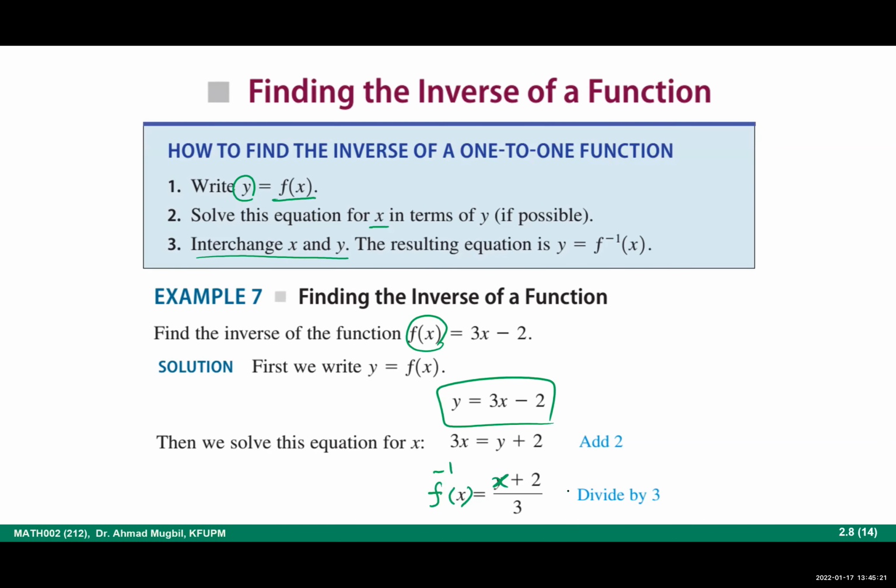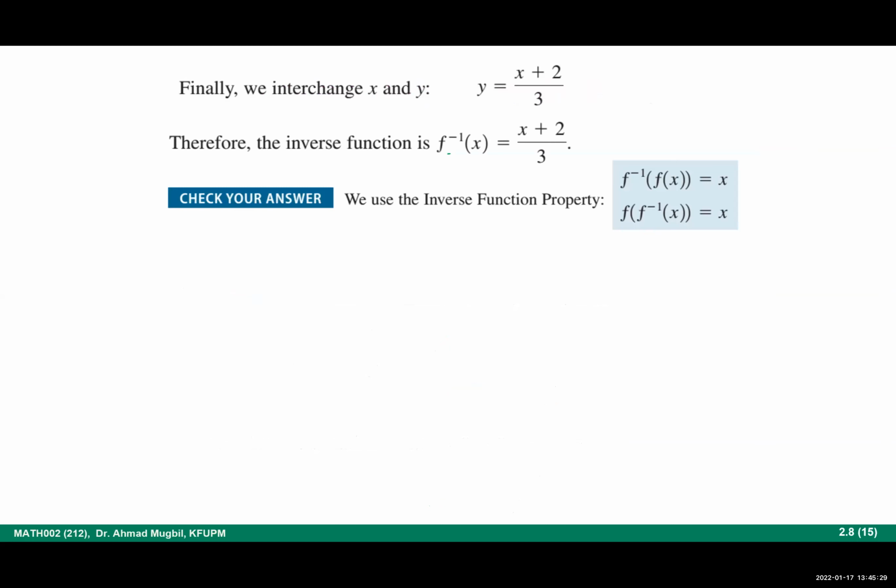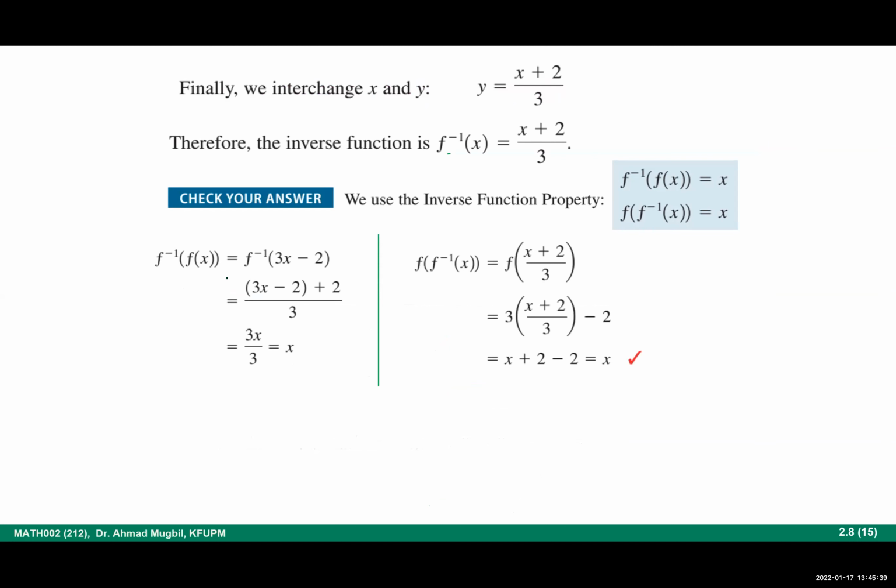Now, if you look here, we didn't talk about the domain and the range of the inverse and the function, because here it is all the real numbers. You can check, by the way, if your answer is right or not. How to check that you are right? By applying the inverse function property. If you find the composition of f and its inverse from the left and from the right, you should get x at the end.